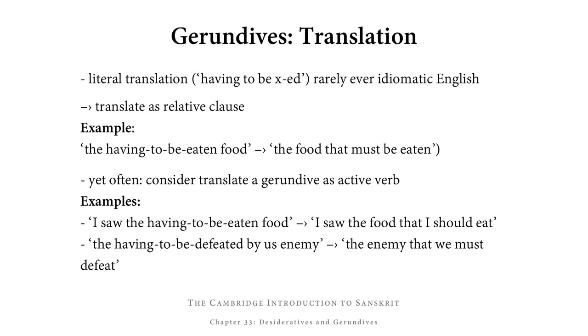Often you should even consider translating a gerundive as an active verb. So, I saw the having to be eaten food is either I saw the food that should be eaten, or in the active, I saw the food that I should eat. The having to be defeated by us enemy could either be the enemy that must be defeated by us, or perhaps even more idiomatically in English, the enemy that we must defeat, that we have to defeat.